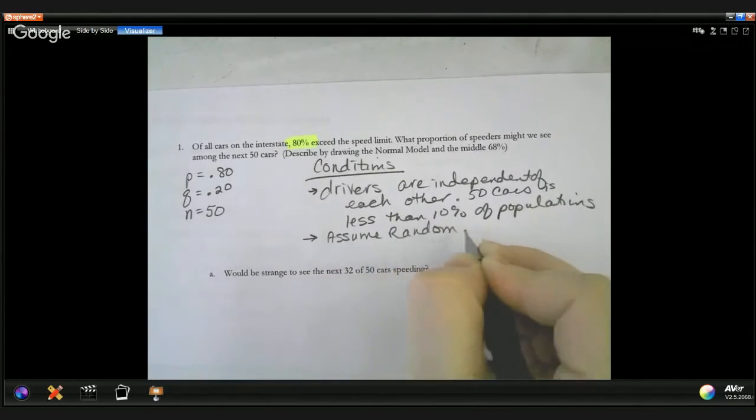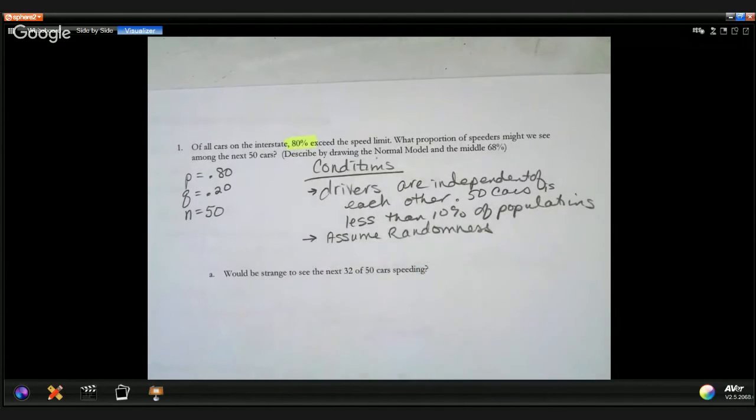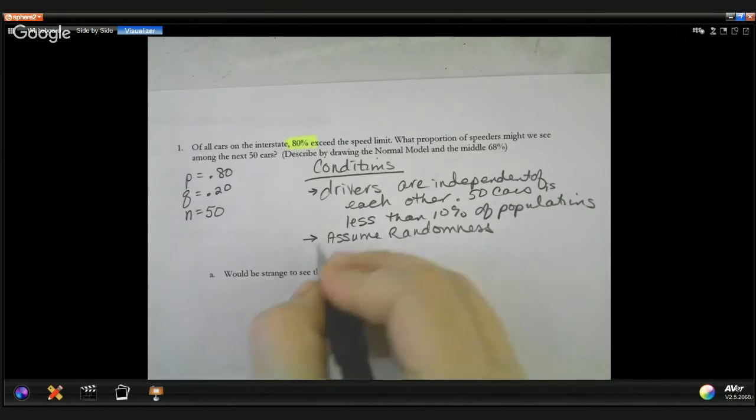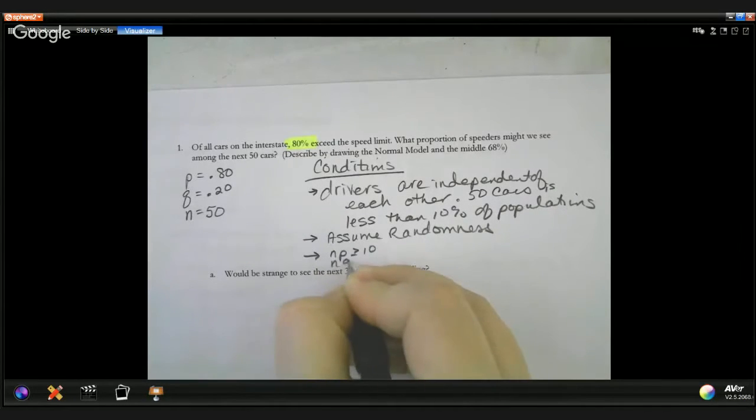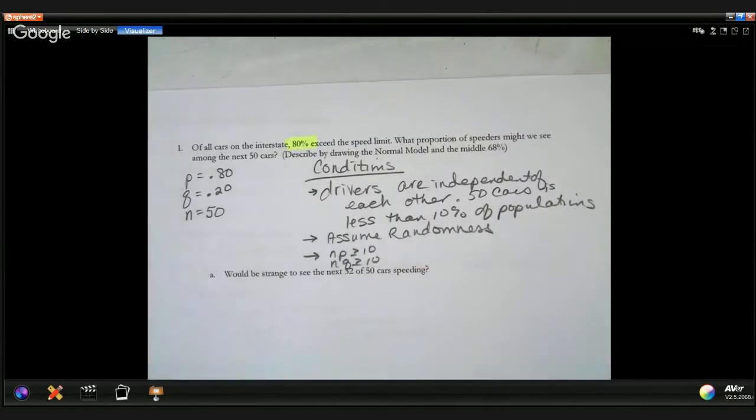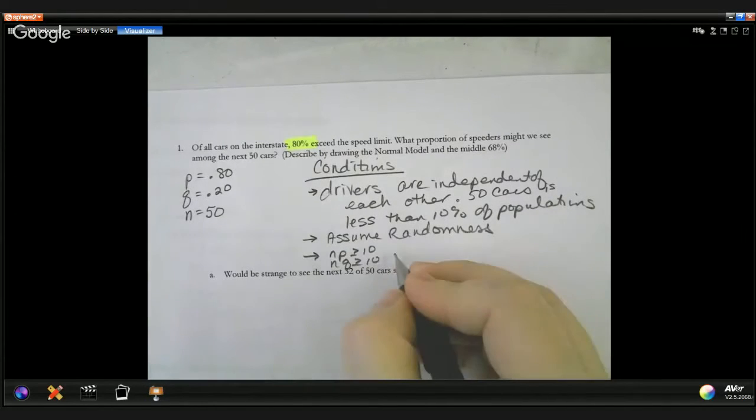And so all that means is that if I don't know for sure if it's random, I just have to take caution with some of my results. Okay? All right, and then the next thing we need to do is say whether or not it meets our successes, if we have enough. So np is greater than 10 and nq is greater than 10. The thing about this is you have to actually show the work.